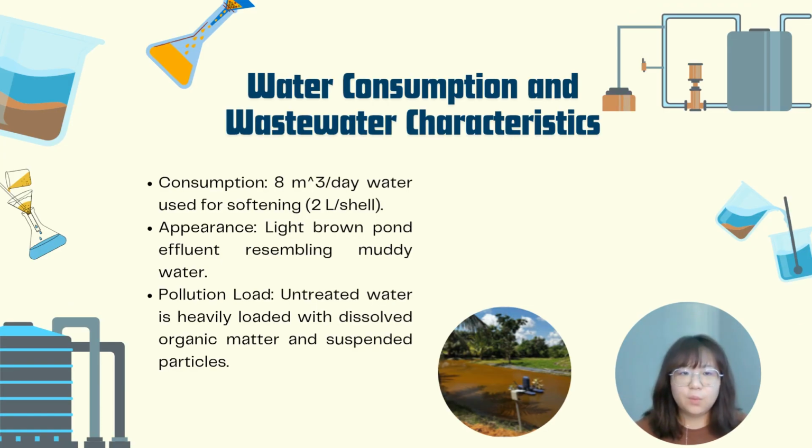Next, let's look at the water consumption and wastewater characteristics. The factory uses about 8 cubic meters per day to soften the coconut shells. As you can see, the wastewater in the storage tanks is bright brown and filled with high organic content. If this untreated wastewater is directly discharged into the environment, it would be very harmful, which is why we need this treatment system.